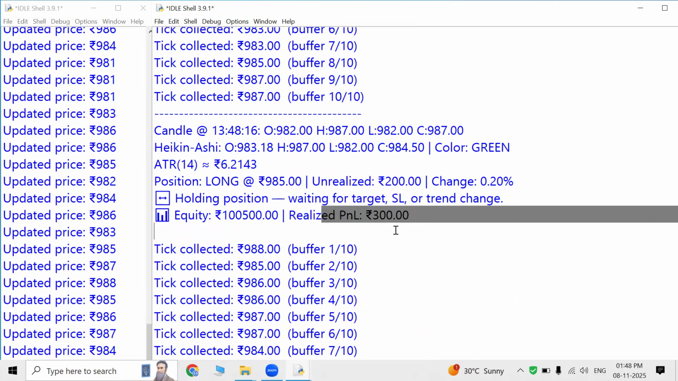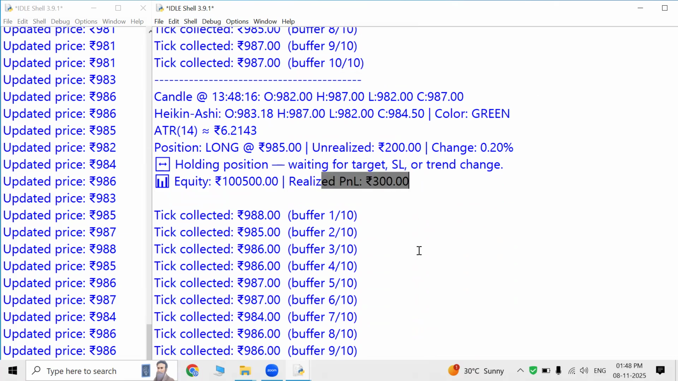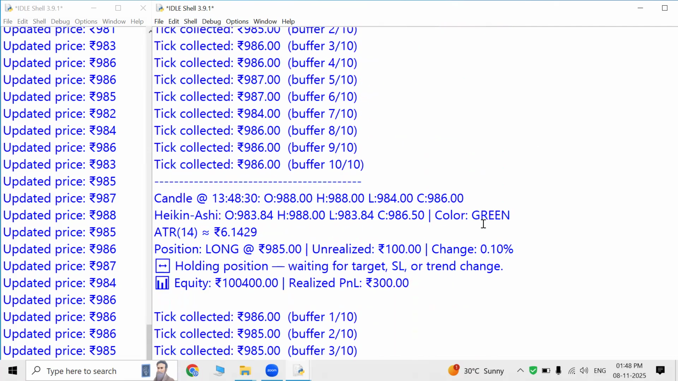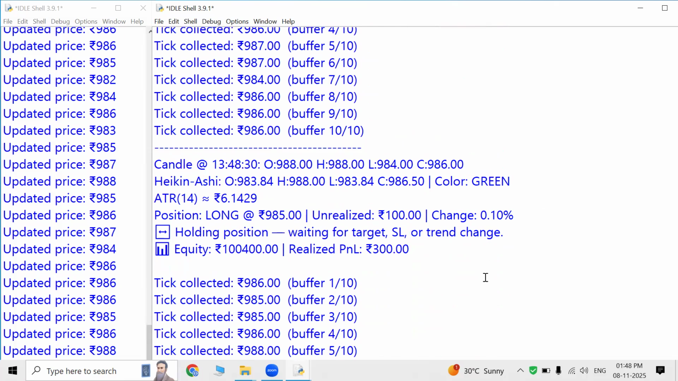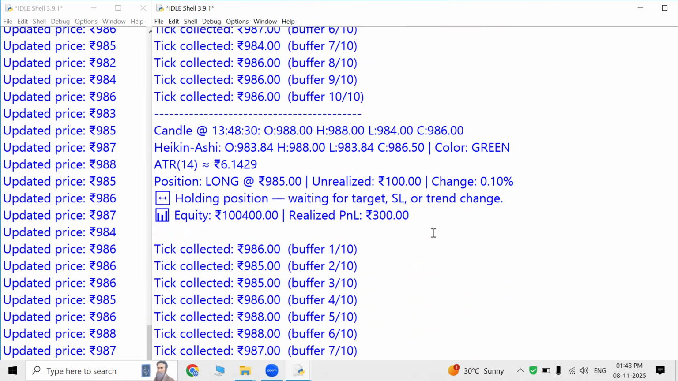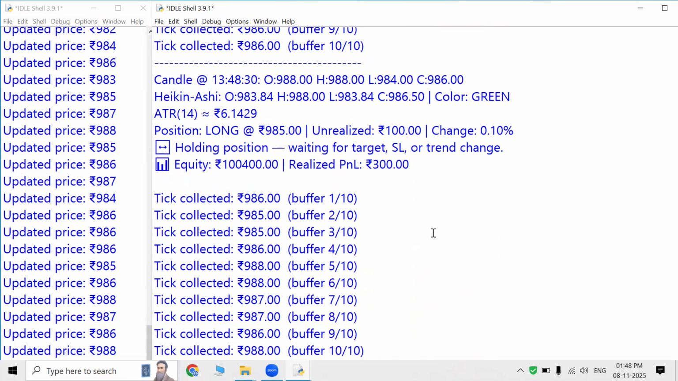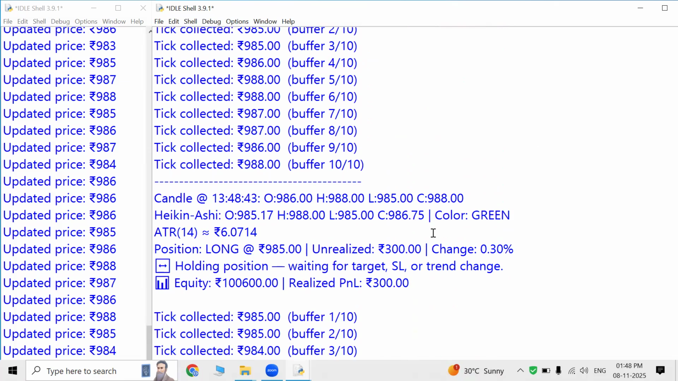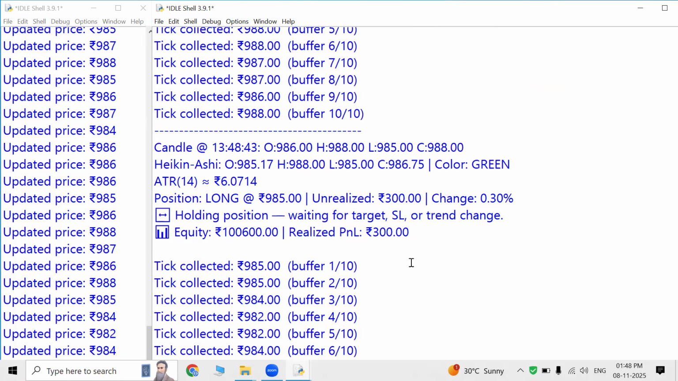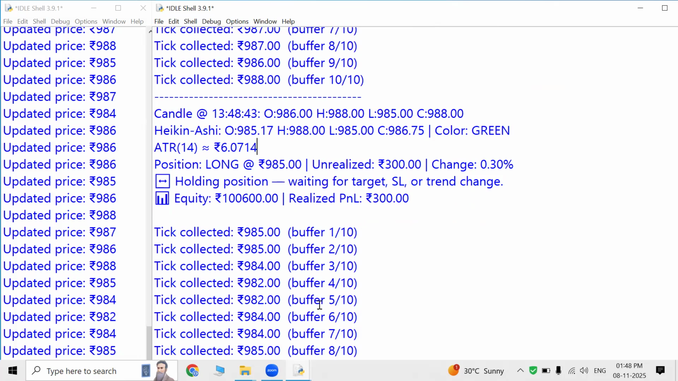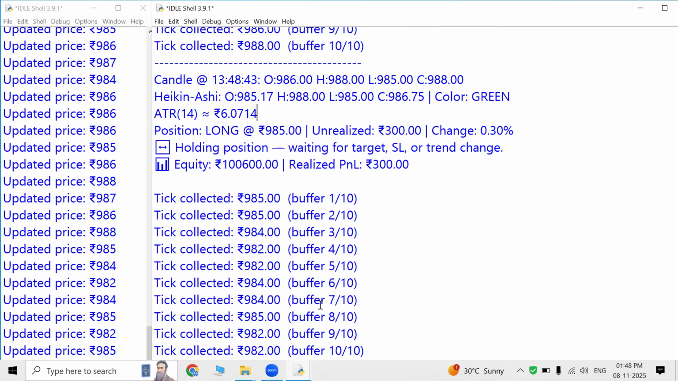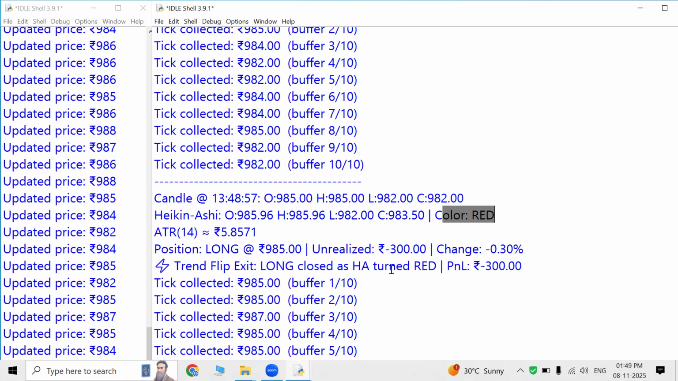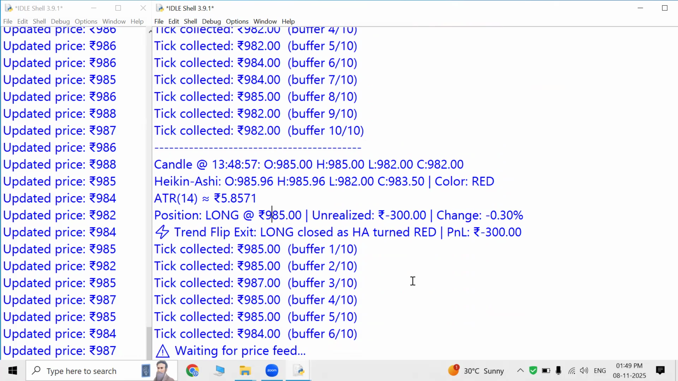We are in the realized profit of 300 and unrealized of 200, and we have a long position at 985. We are holding the position because the color is still green. If it changes the trend, then the profit or loss is going to be booked. Against the trend, we are not going to wait. 985 is a long position. If this trend changes after the candle collection, then we are going to book the loss. Okay, the candle turns red. So the long position has been booked.